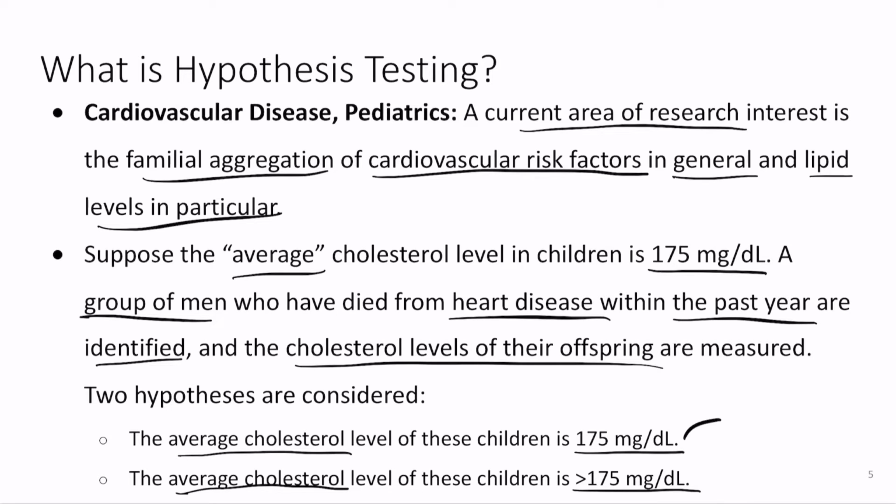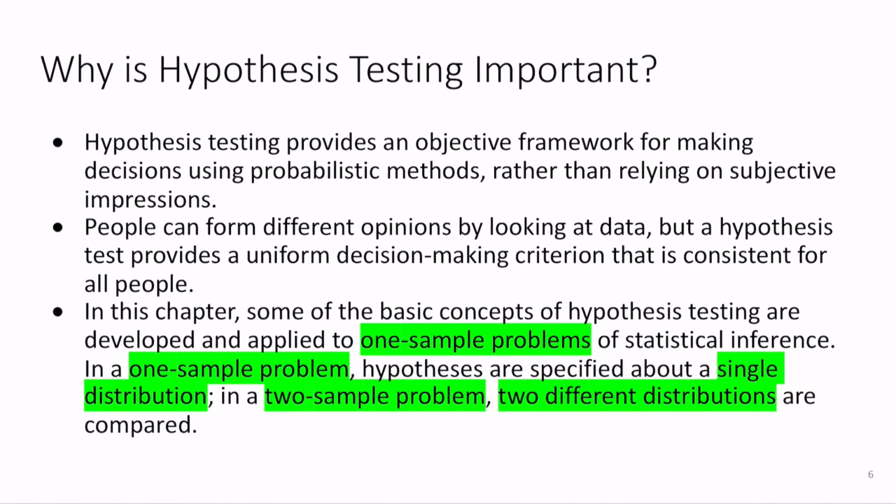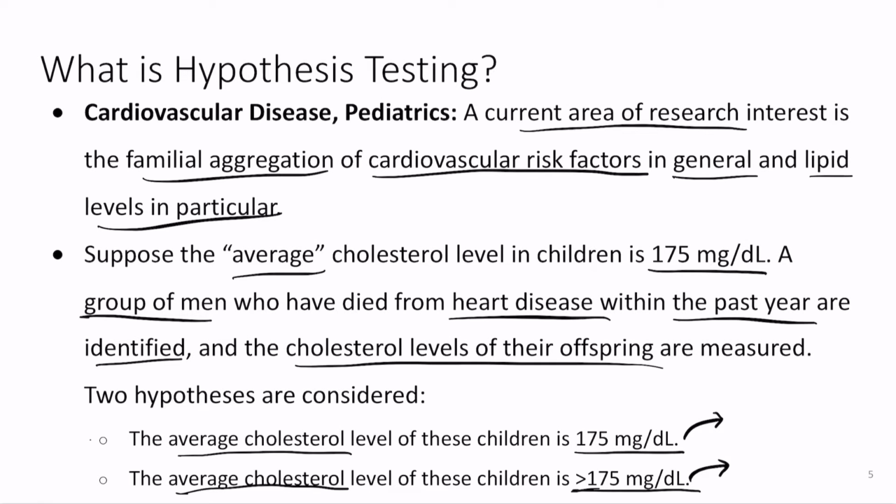When we write the first hypothesis, we are saying basically that there is no familial aggregation of cardiovascular risk factors, where you do not have transference from parents to their children. Now the same thing can also be considered in another way, where we take the other hypothesis which says that there is a connection and the offspring will have a general average cholesterol level that is greater than 175. These are the two hypotheses that we can generate. Proving which one is right is what we do in hypothesis testing.